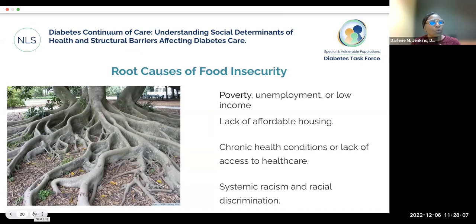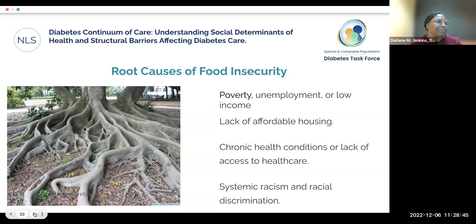So there is a positive correlation between having access to healthcare as well as having access to food. And this many times can be based on where the healthcare system or the health center is actually referring clients to food pantries and also addressing the food insecurity for their clients at their health center. And then, of course, we talked earlier about systemic racism as well as racial discrimination. All of these are root causes for individuals and populations to be food insecure.